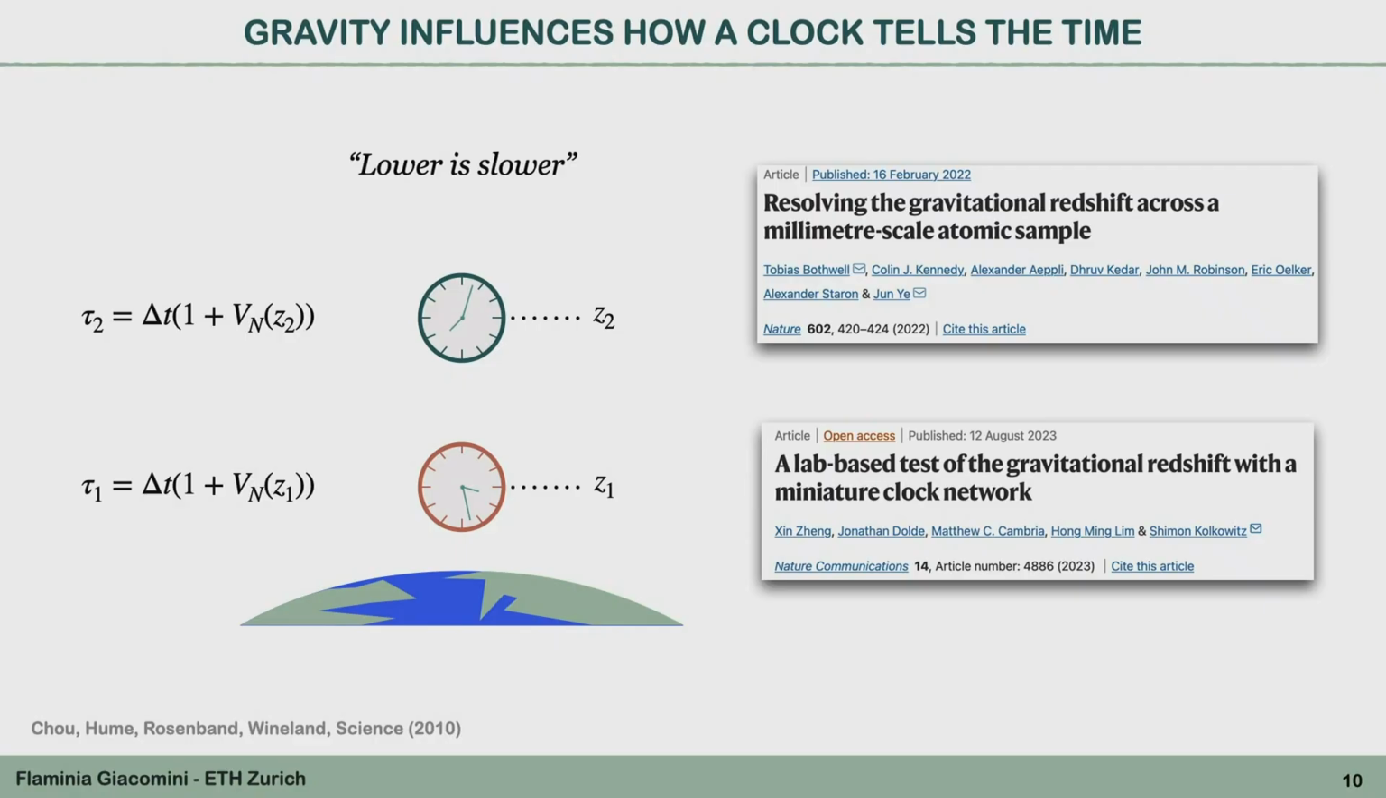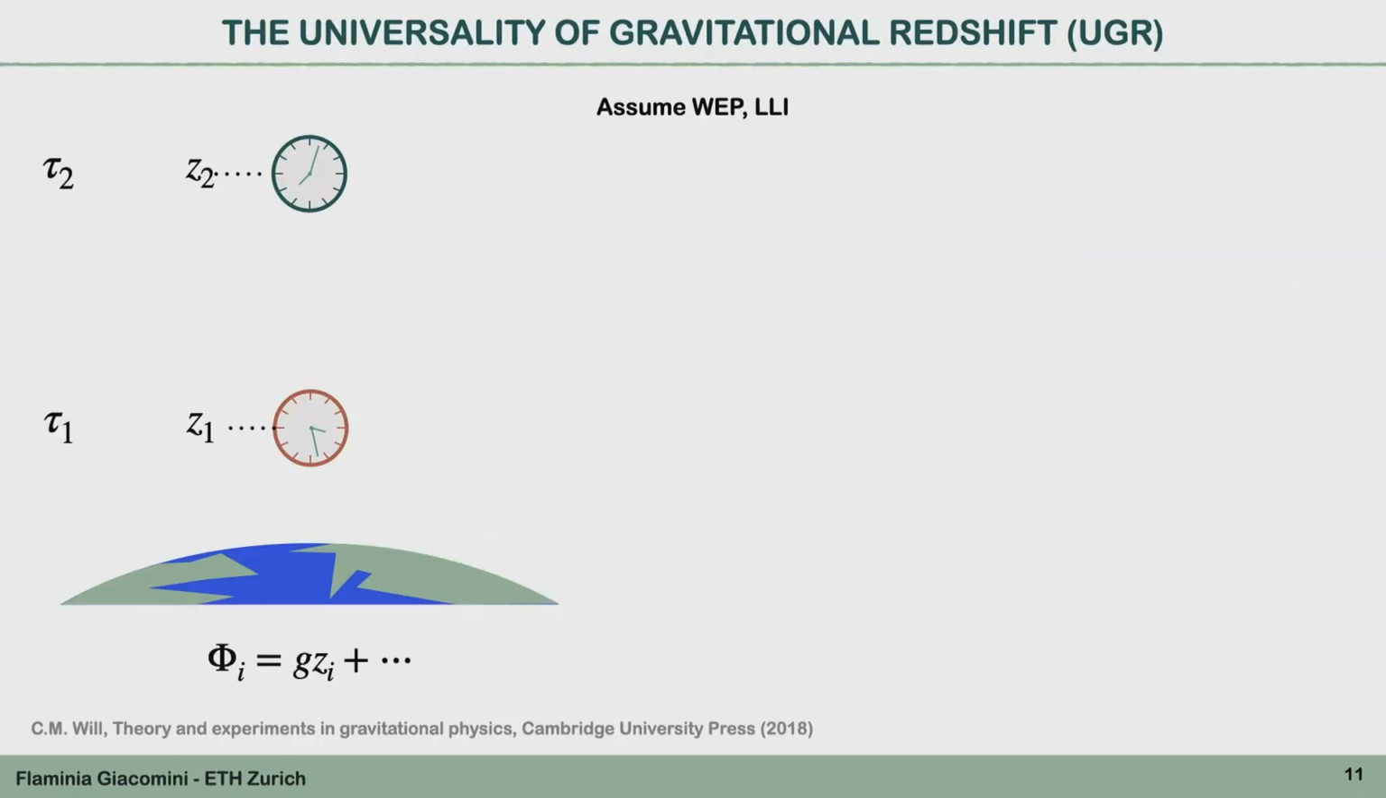Okay, clocks are a fundamental tool to test the Einstein equivalence principle. Why? Let us take just local position invariance to fix the ideas. A paradigmatic test of local position invariance is the universality of gravitational redshift. To test one single aspect of the principle, we usually assume the other two. So here we assume that the weak equivalence principle holds and local Lorentz invariance holds. And for simplicity, we are just going to be in a weak gravitational field.